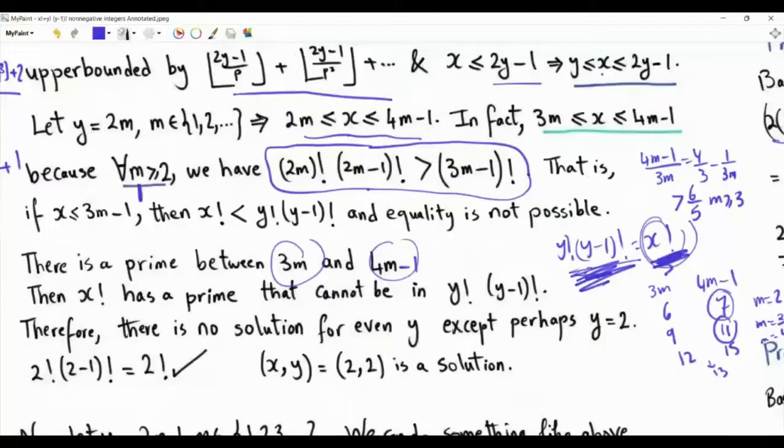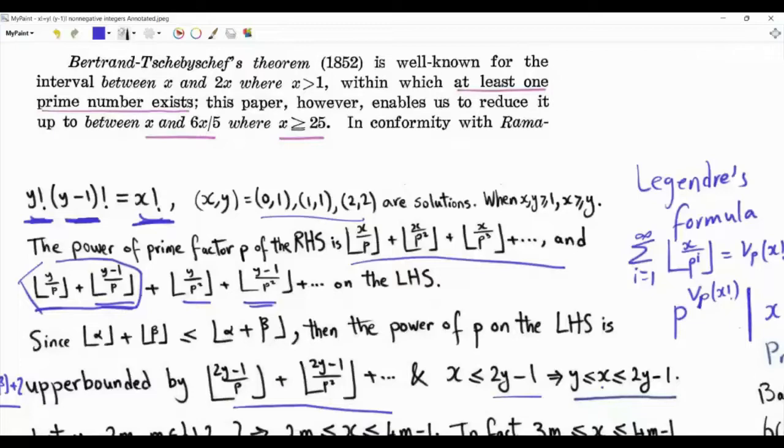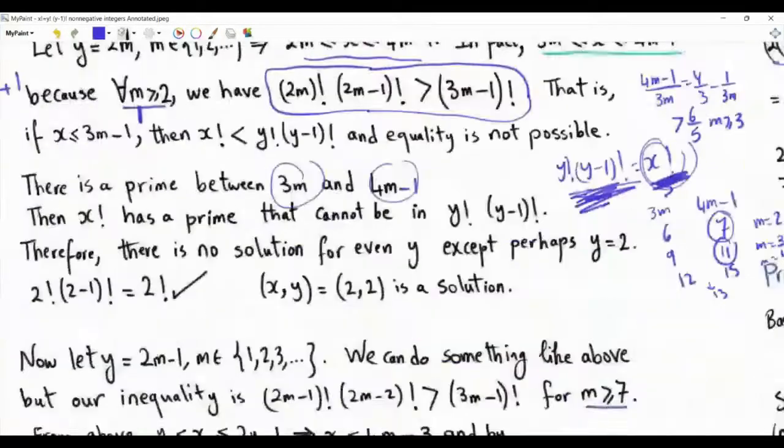If m is equal to 1, then y is equal to 2. And then we get the solution x, y is equal to 2, which we already have by investigating the smallest non-negative integers. So the hope for another solution requires now that we assume that y is an odd positive integer.